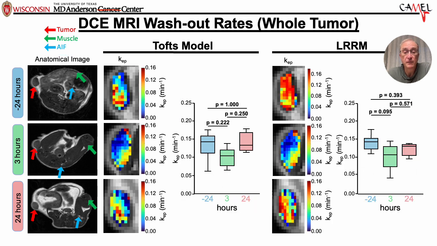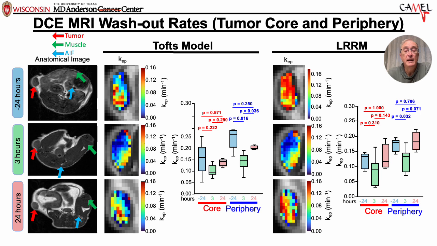The washout rate, KEP, from the extracellular extravascular compartment, E, to the plasma compartment, P, also showed a mild decrease and then a rebound back to baseline for the most part, with both models. And both models did calculate about comparable results of around 0.1 to 0.15 on the y-axis. So the LRRM performs just as well as the Tofts model. And then the tumor core and rim, tumor periphery and tumor core also performed as expected as the whole tumor.